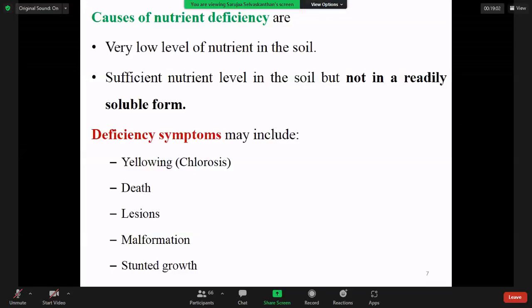You lose your plant, and there will be some wounded material or scratches or lesions you can see, and malformation, stunted growth. If your plants have a lower growth rate, not a proper height for their age, that means stunted growth. From that you can identify, or get an idea, whether your plant is in deficiency symptoms or is having a problem like that. Okay, then we will move to the next slide.